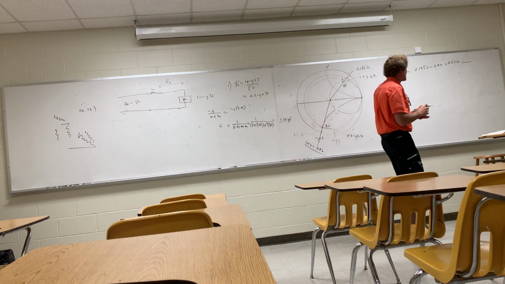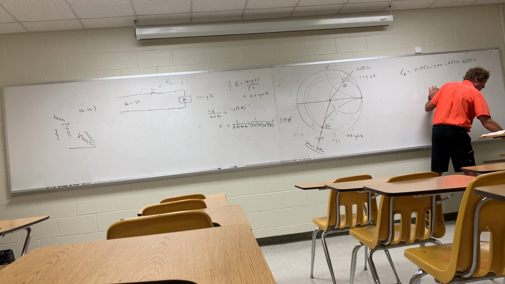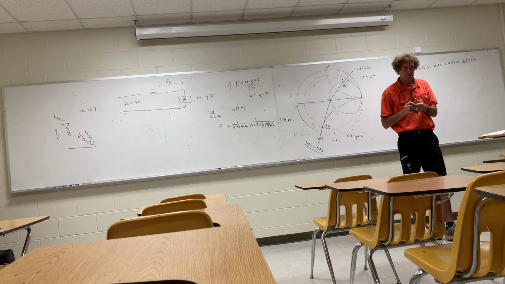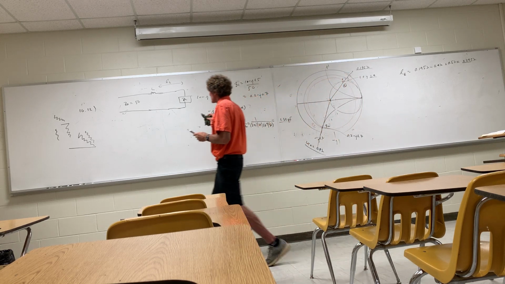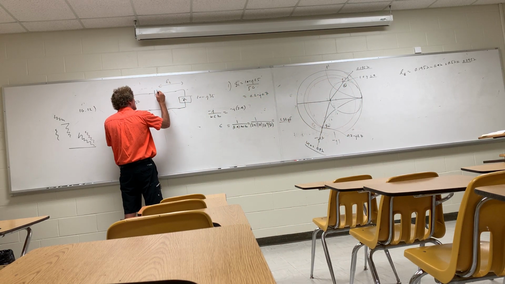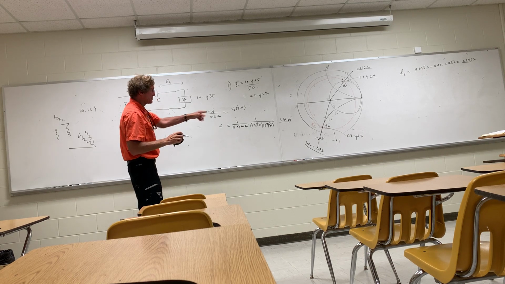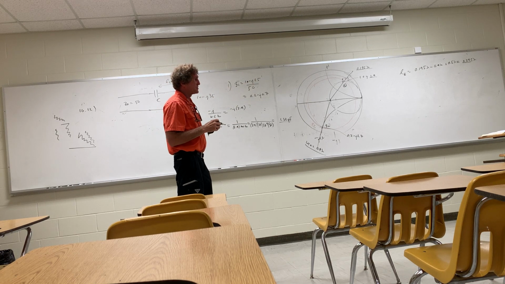0.295 lambda. So that would be the length of the through line for the capacitor. I got ahead of myself. I'm sorry. That would be the answer to this problem right here. The value of C would be 1.32 picofarads, and L is 0.295 lambda.